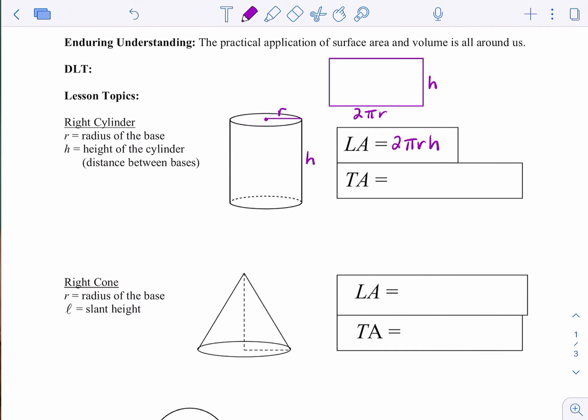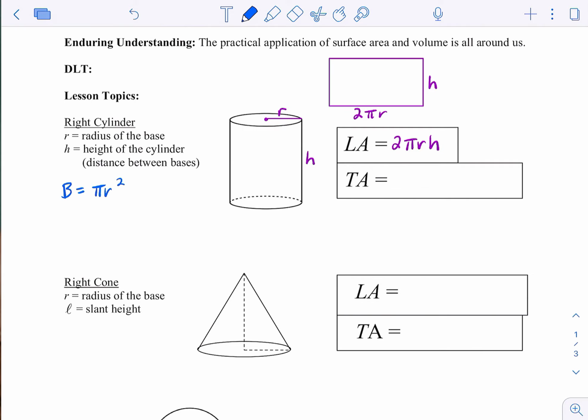Next, we just need to add in the area of the base, because the shape could be different. We've been doing plus B. But in this case, since it's a circle, we have one formula that we can use each time. I want you to stop and think, what is the formula for the area of a circle? It is pi r squared. So for adding in the base, it would be plus pi r squared.